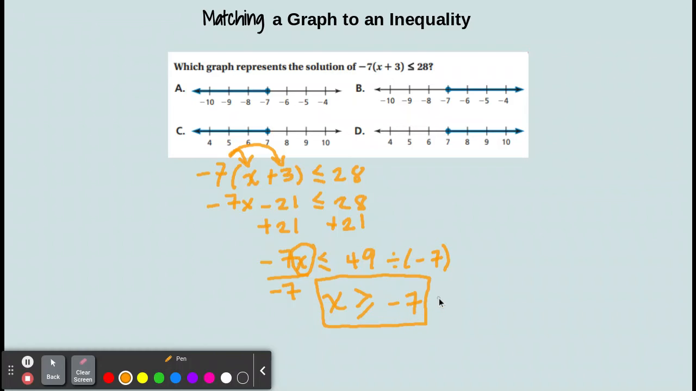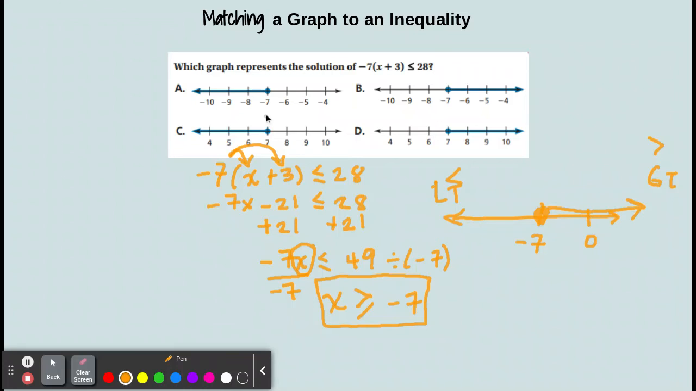Okay, so if we were to do it ourselves, we would find negative 7, right? On the number line. And we would put in a filled in circle, right? Because this is greater than or equal to. And let's see, all 4 of our choices have a filled in circle. So that doesn't eliminate anything. But this says x is greater than or equal to negative 7. And remember, greater than means that it points to the right. And then less than points to the left, right? Okay, so our graph should look like this.